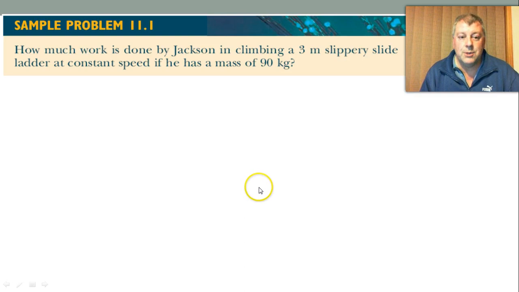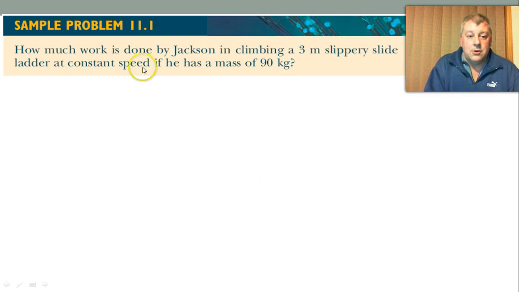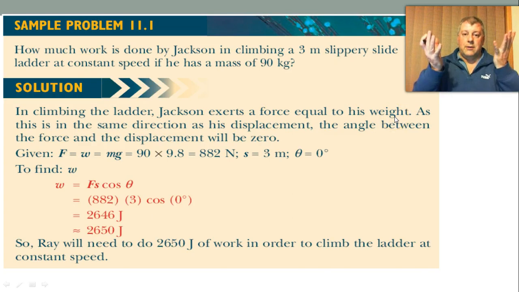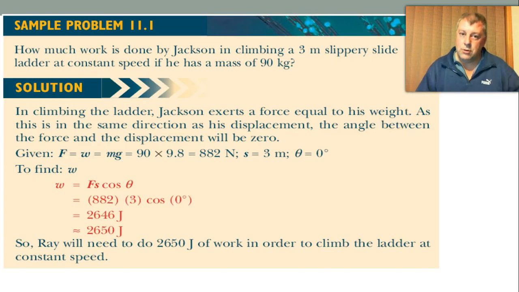How much work is done by Jackson in climbing a 3-meter slippery slide ladder at constant speed if he has a mass of 90 kilograms? Well, in climbing a ladder, Jackson exerts a force equal to his weight. So he's not accelerating, but he's moving at a constant velocity, so the force is equal to his weight, and so we would just work out his weight force. 90 times 9.8 is 882 newtons.